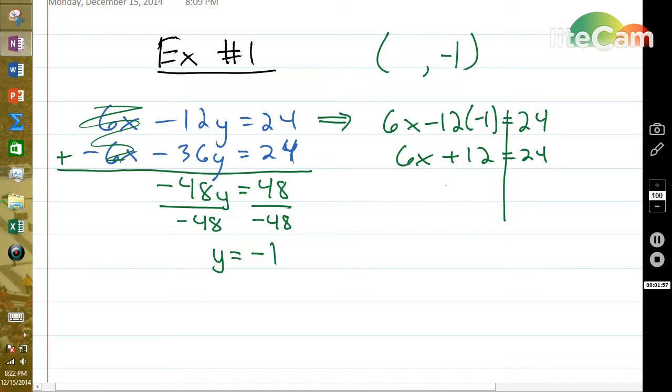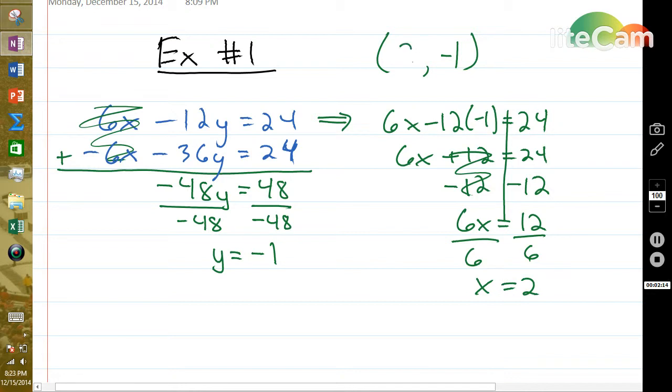From here, solve for x. Subtract 12 from both sides. That's now 0. 6x equals 24 minus 12, which is 12. Then divide both sides by 6. X is going to equal 2. So our solution right now is (2, negative 1). Our x value is 2, our y value is negative 1. This represents where the two lines cross on a graph.